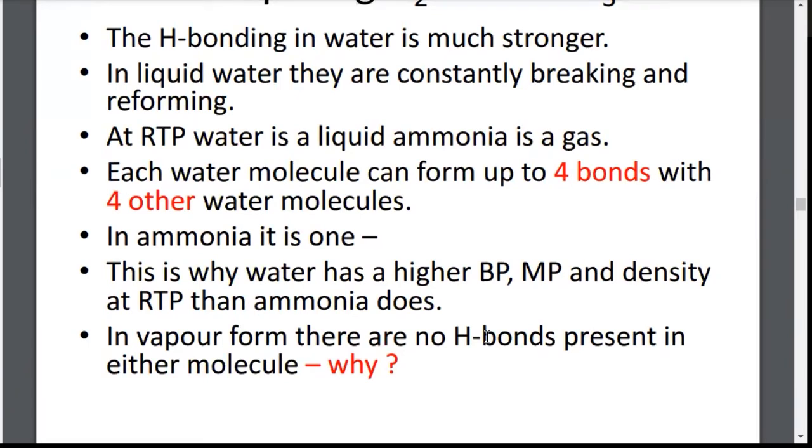In vapor form, which means gas, there are no hydrogen bonds or any bonds at all between the molecules. Can anybody suggest why that is? Why when it's a gas, there are no bonds between the molecules? Think about the particle model, kinetic theory, that sort of thing. Any ideas?